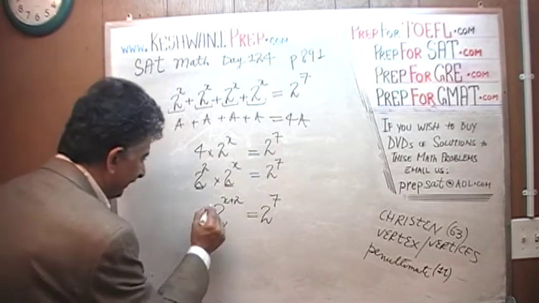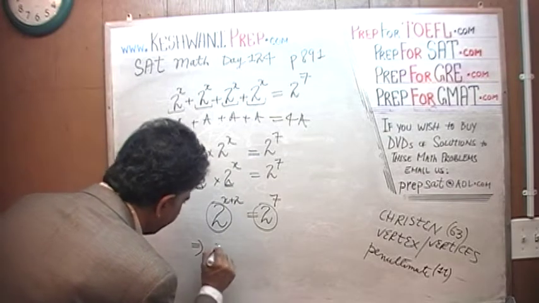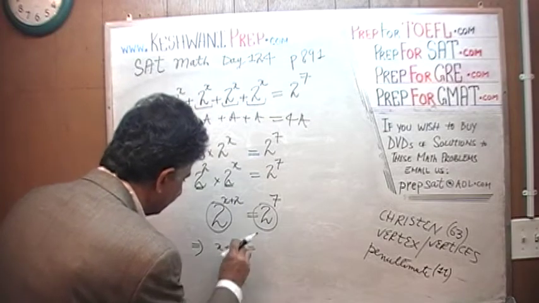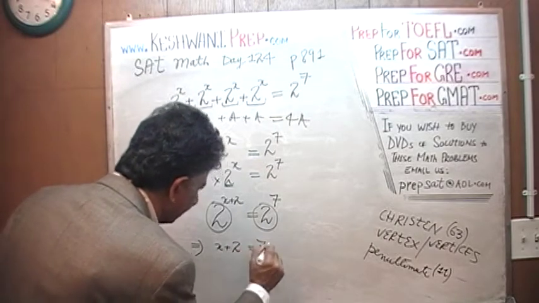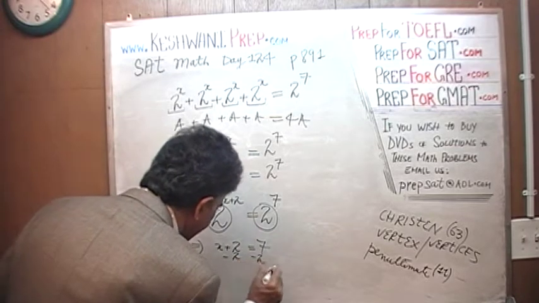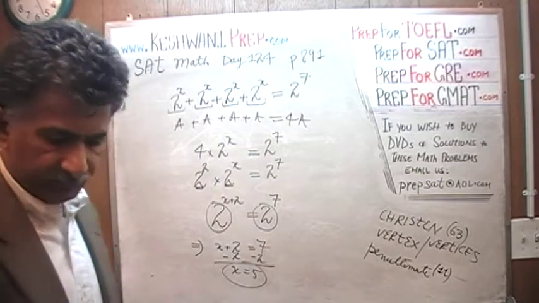Again, since their bases are the same now, this has a base of 2 and this has a base of 2, this implies that x plus 2 equals 7. And therefore x is 5. Subtract 2 from both sides and you find out that x equals 5. The answer is x equals 5.